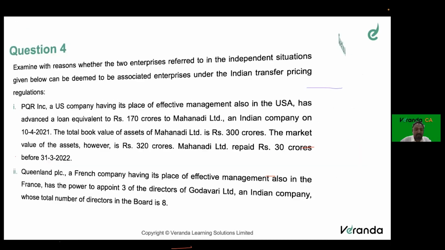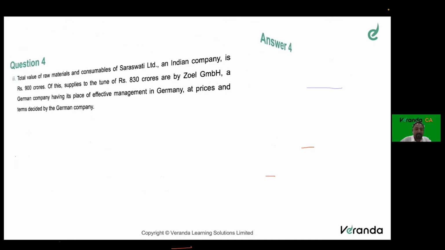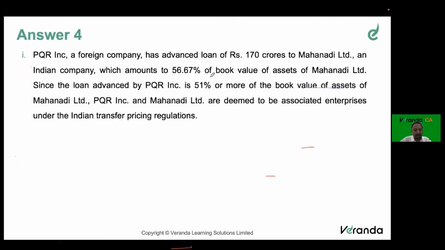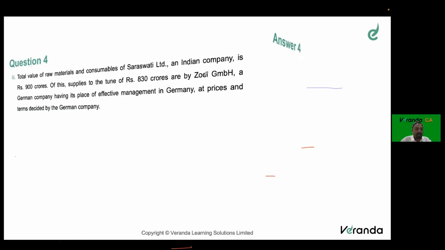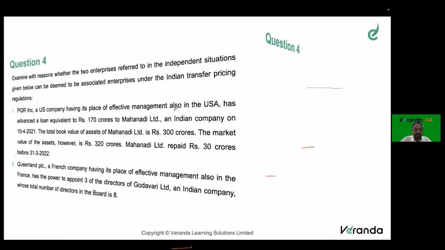So this is what is there. So what does the thing say? PQR, a foreign company, which is around 56.67% of book value of assets. So they are considered to be deemed to be associated enterprises under the transfer pricing regulation. So that's the answer for the first clause. What is the second clause?